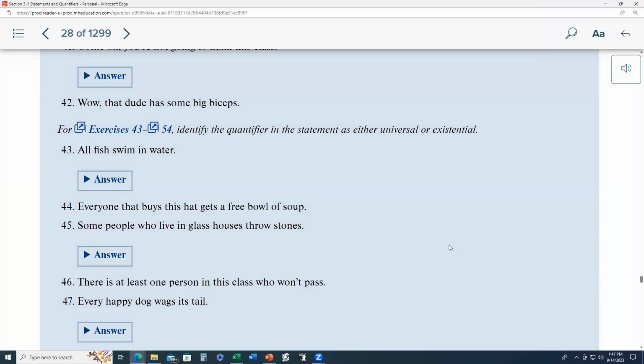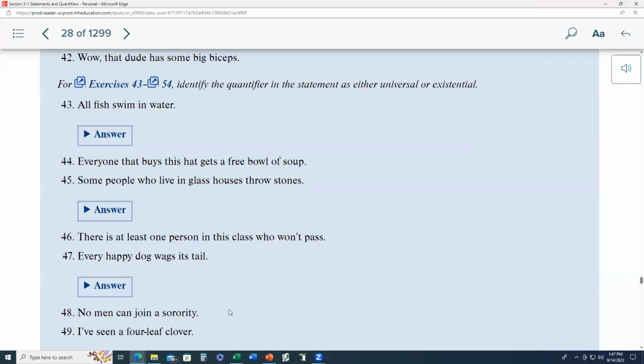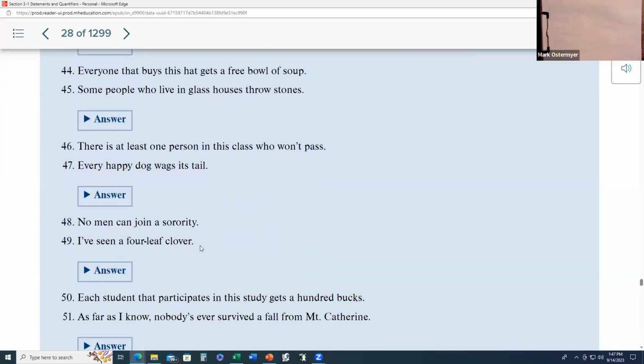Existential. That's not universal, it does not include everybody. Every happy dog wags its tail. Universal. No men can join a sorority. That's universal, it means nobody. It's all inclusive, meaning nobody.